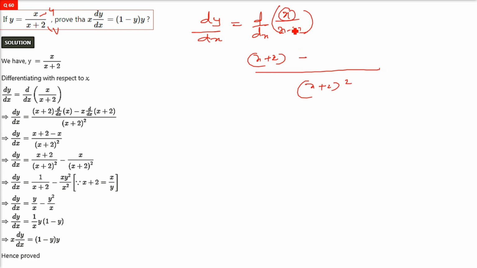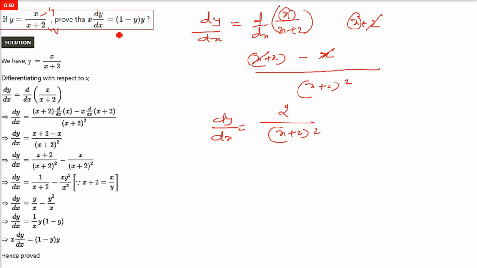So I am not writing the minus. Then we have x outside, d by dx of x plus 2 is going to be 1 only. So d by dx of x plus 2 is going to be 1. So x plus 2 minus x. Now we will be tempted to cancel these two, x and x, and it will be 2 by (x plus 2) whole square. This is dy by dx that we will get.